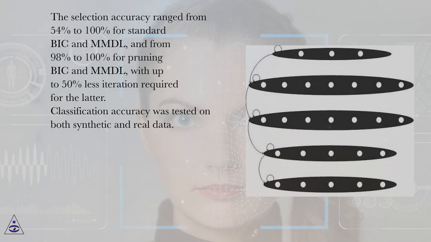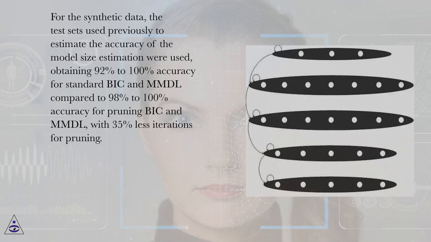Classification accuracy was tested on both synthetic and real data. For the synthetic data, the test sets used previously to estimate the accuracy of the model size estimation were used, obtaining 92% to 100% accuracy for standard BIC and MNDL compared to 98% to 100% accuracy for pruning BIC and MNDL, with 35% less iterations for pruning.